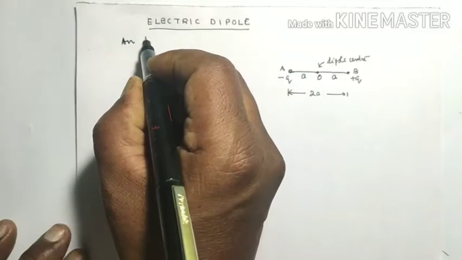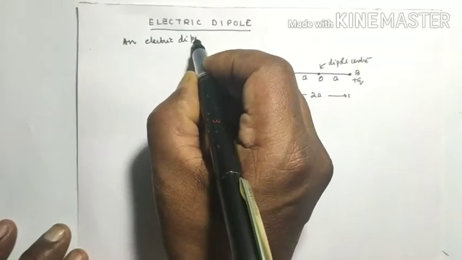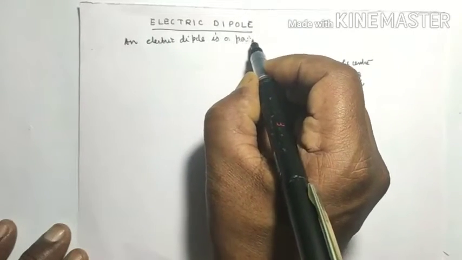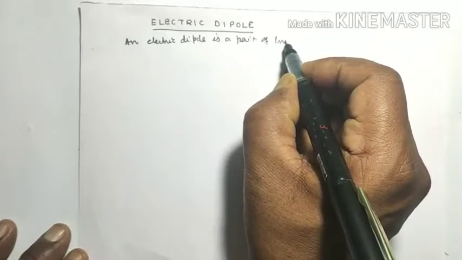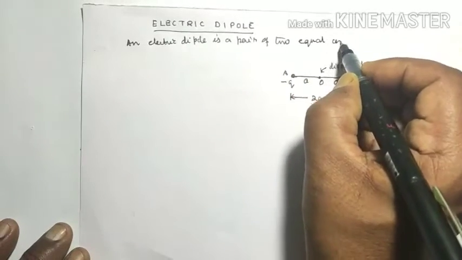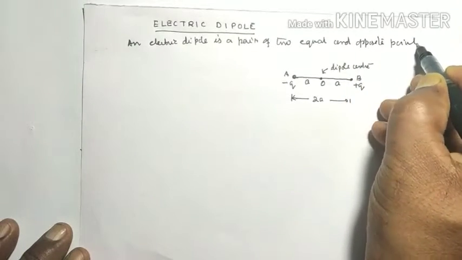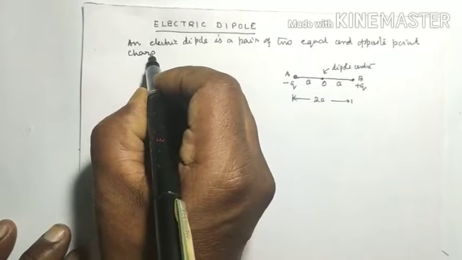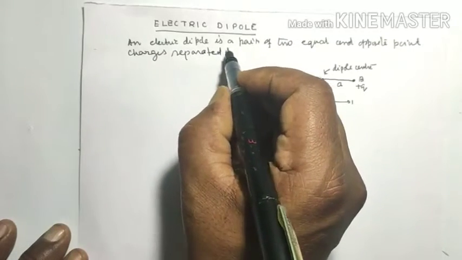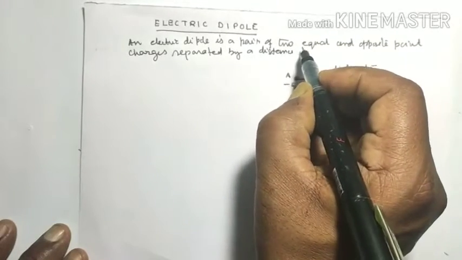So what is an electric dipole? An electric dipole is a pair of two equal and opposite point charges separated by a distance 2a.